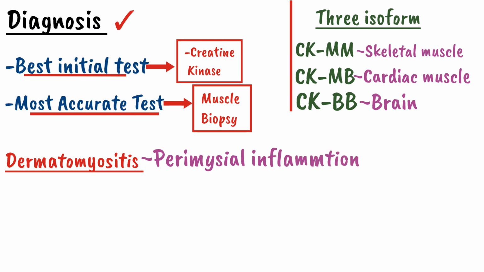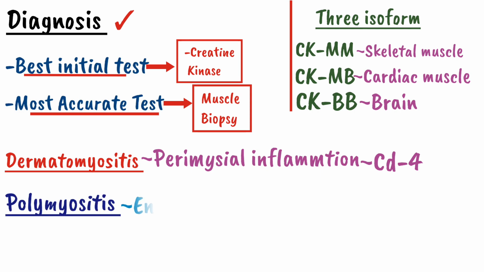What is perimysial inflammation? Perimysial inflammation means that inflammatory cells, predominantly CD4 cells, will be present around the perimysium. What is perimysium? Perimysium is a group of muscle fibers. So the inflammation will be around a group of muscle fibers called the perimysium, and it is called perimysial inflammation. Other than dermatomyositis, in polymyositis there will be endomysial inflammation.